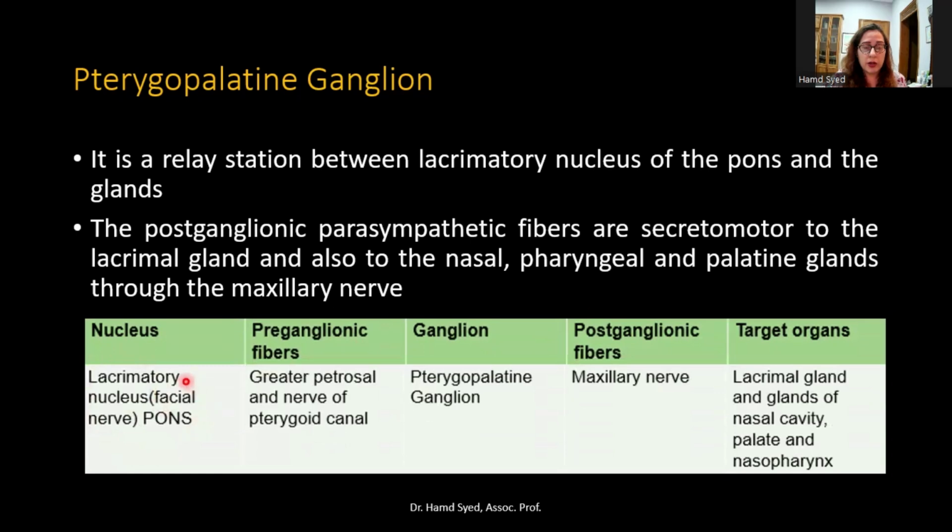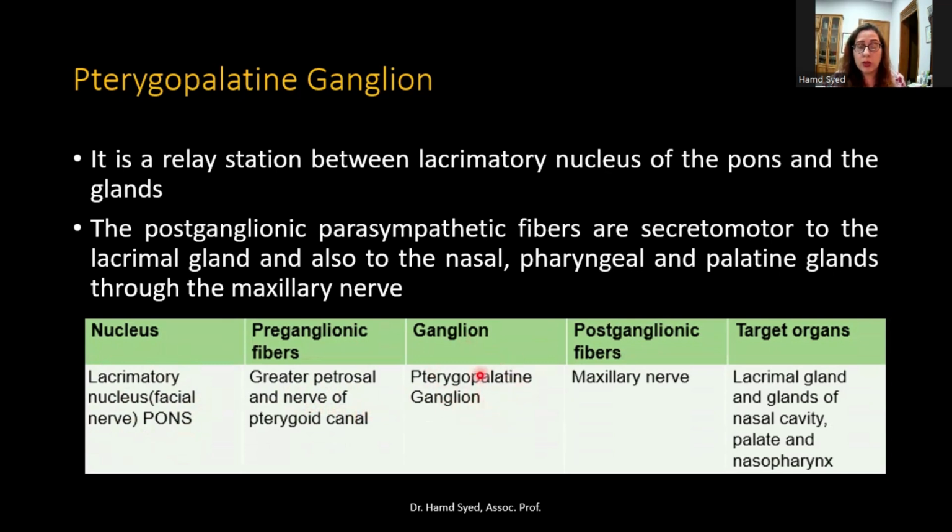So this table is showing us a summary of the nerves which are entering the pterygopalatine ganglion. We're talking about the parasympathetic fibers. So the origin is in the lacrimatory nucleus of the pons. From there emerge the preganglionic parasympathetic fibers in the greater petrosal nerve, and then they travel in the nerve of the pterygoid canal, also known as the Vidian nerve. They will synapse in the pterygopalatine ganglion.